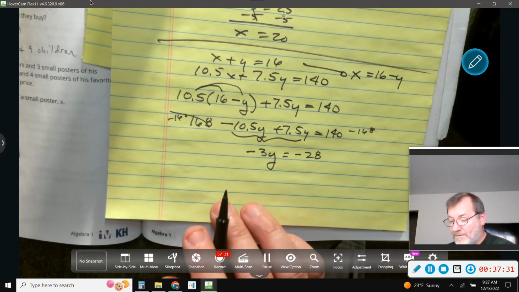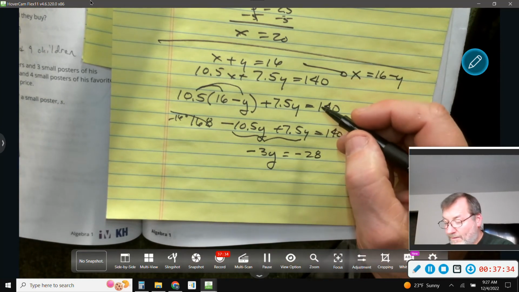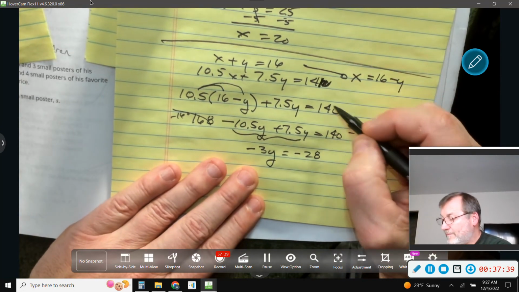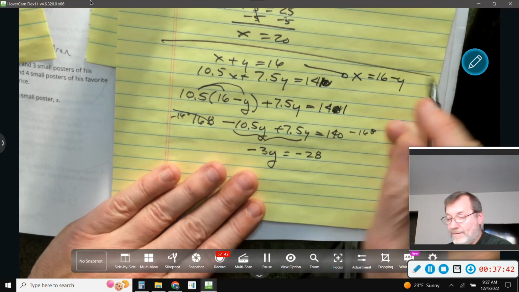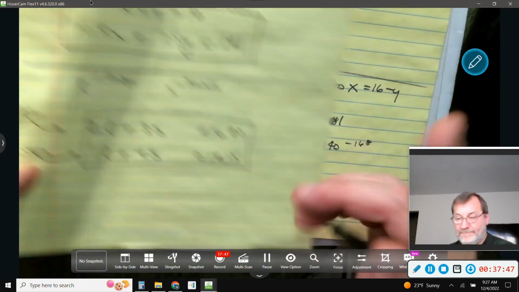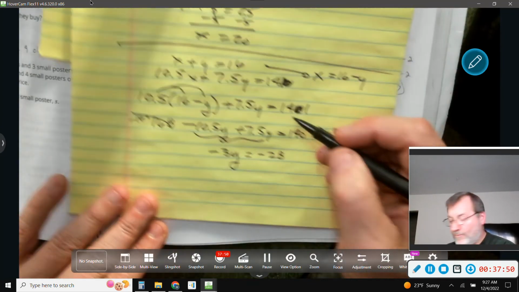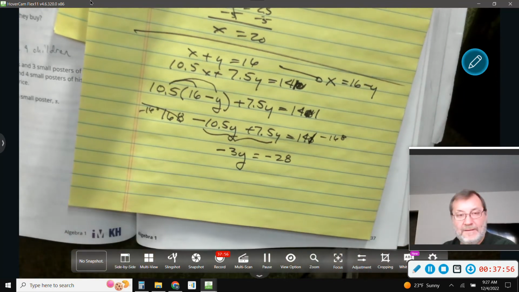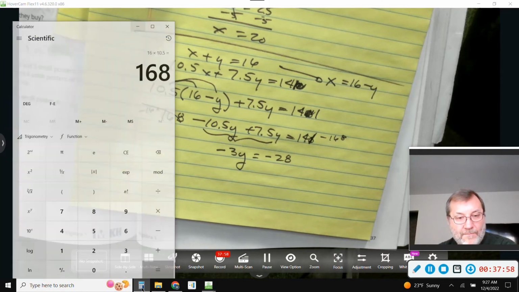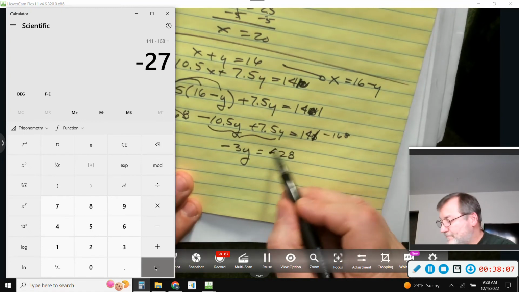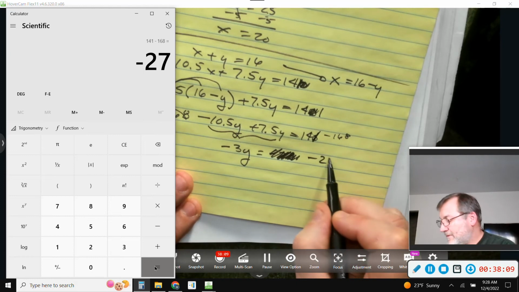Oops. I think I made a mistake here. This should be 141. I had a transposition error, so I wrote these wrong. 141 minus 168. Let's see. Negative 27. There we go.